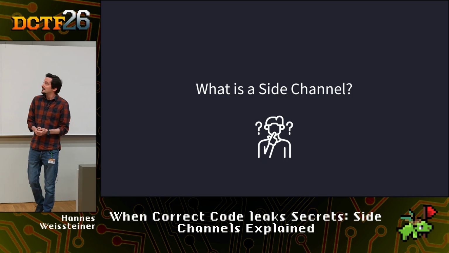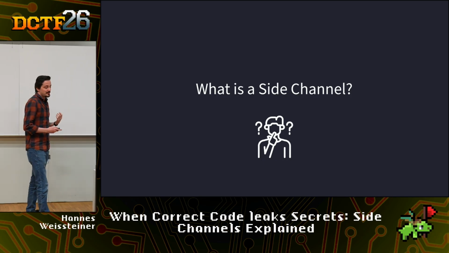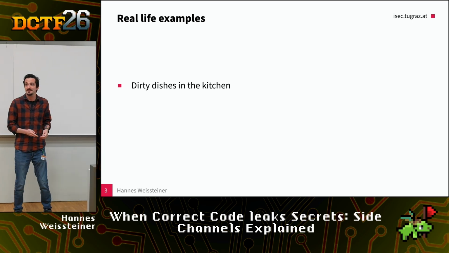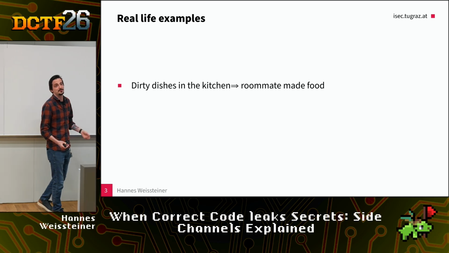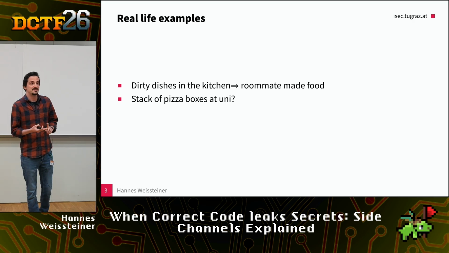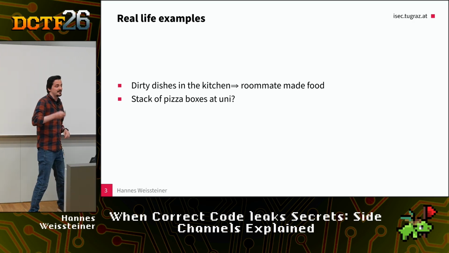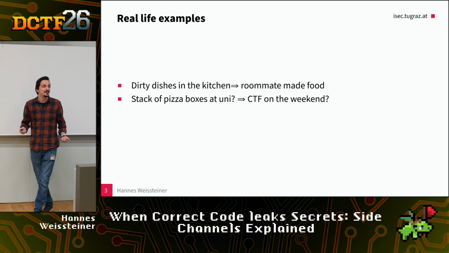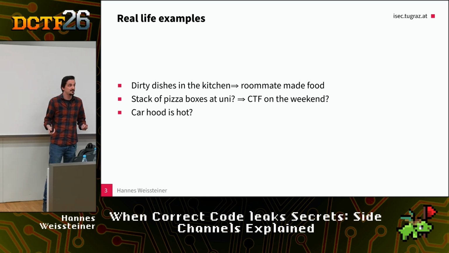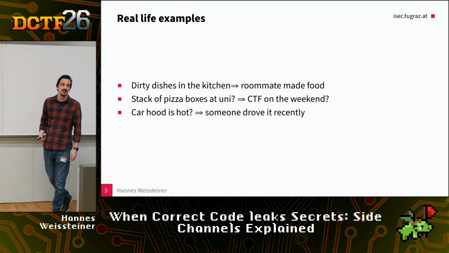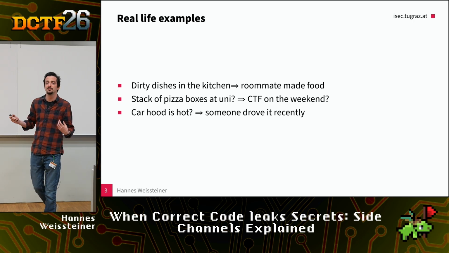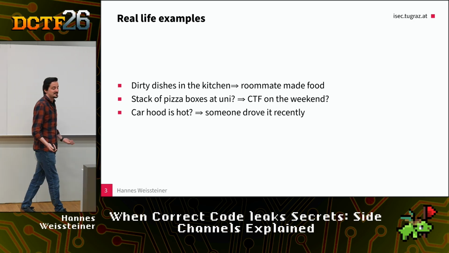So let's start with the basics. What is a side channel? Let's look at some real-life examples. There are dirty dishes in the sink. Your roommate probably made some food, right? If on Monday people come in and see stacks of 25 pizza boxes lying around here, there was probably a CTF. The hood of a car is hot. Probably somebody was recently driving. This is all probabilistic information. It doesn't need to be true, but it's very likely. So this essentially is a side channel in real life.